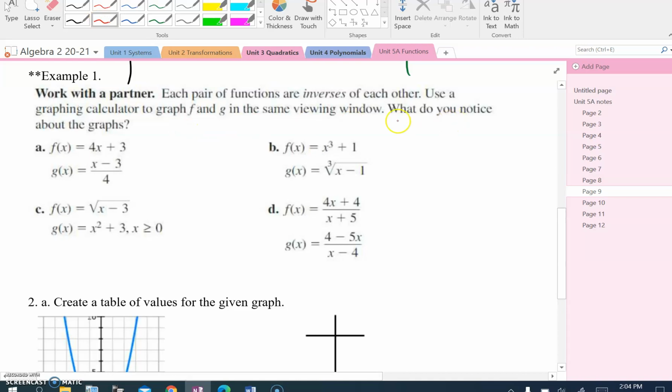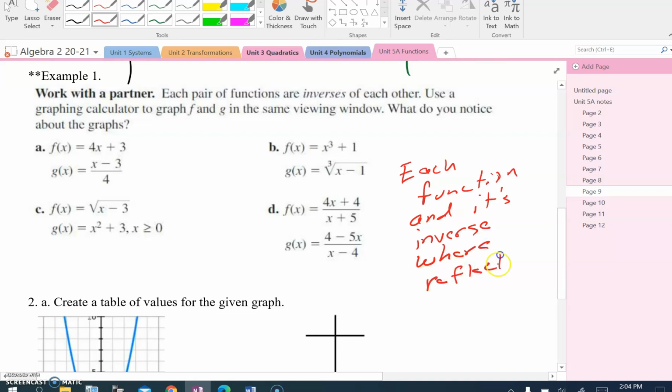I think, what did I notice? I noticed that each function and its inverse were reflected over the line y equals x. And again, I think that's true because we learned some of that in geometry.